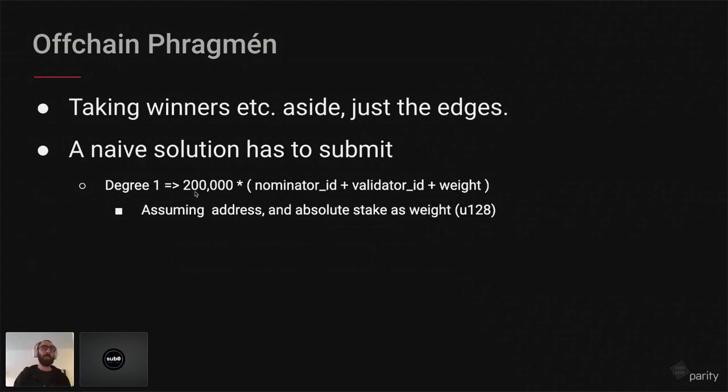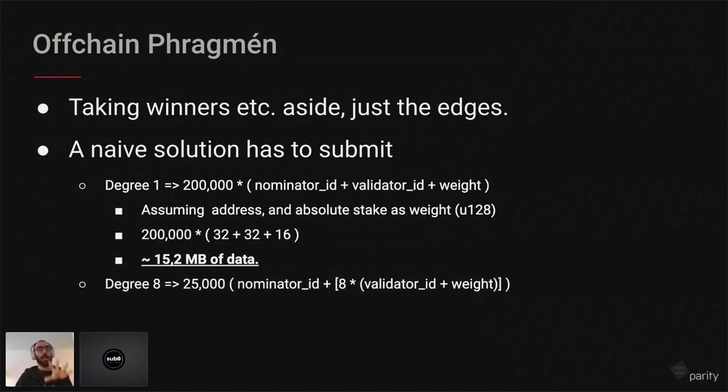And if you multiply that, 200,000 nominator IDs, and each of them has a nominator ID and has to tell which validator this nominator is backing, plus the weight, which is the total absolute stake associated with that edge. Assuming addresses are 32 bytes and stakes are U128, this ends up being almost 15 megabytes of data. And this is quite bad.